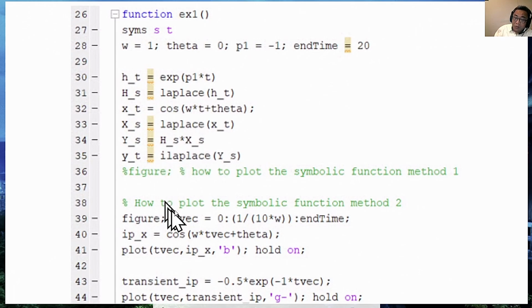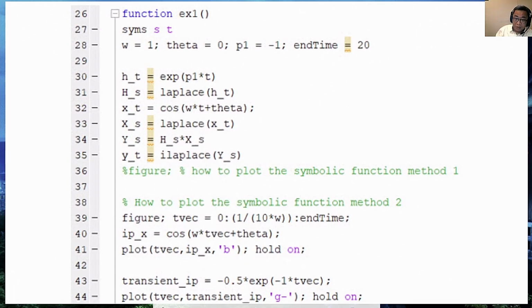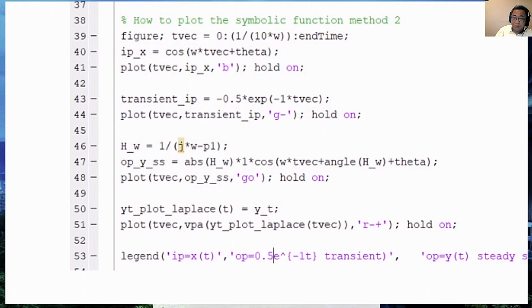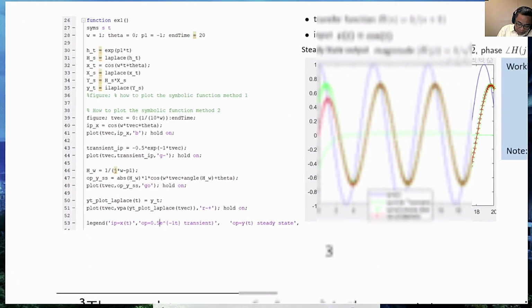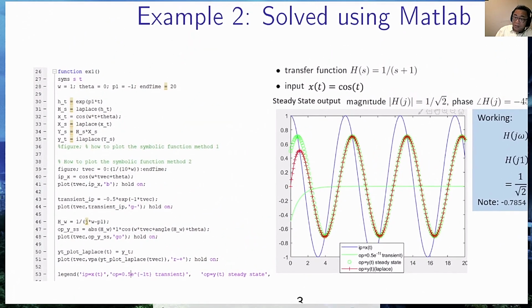Of course, now we can plot. The plotting is trivial, so just see how we plot. And we get the answer. Okay, go ahead and try, and you will see you'll get the answer on the right hand side.